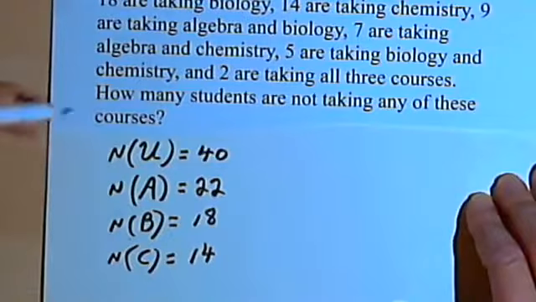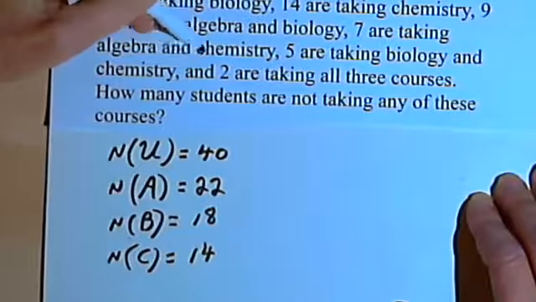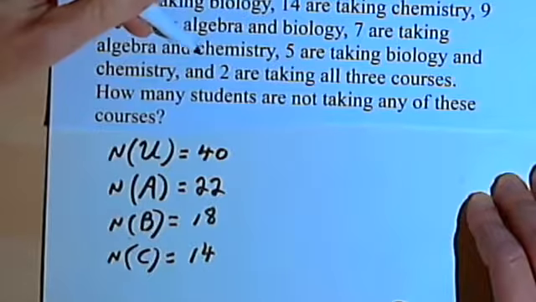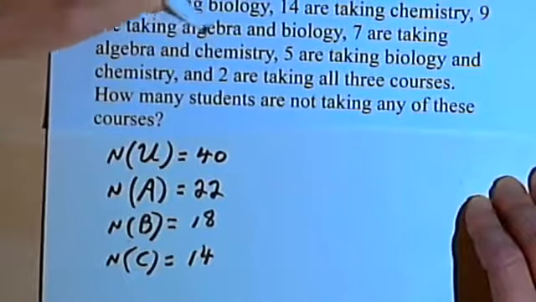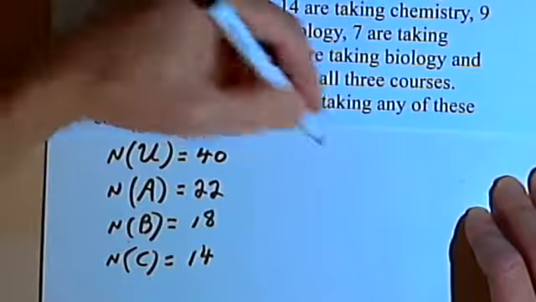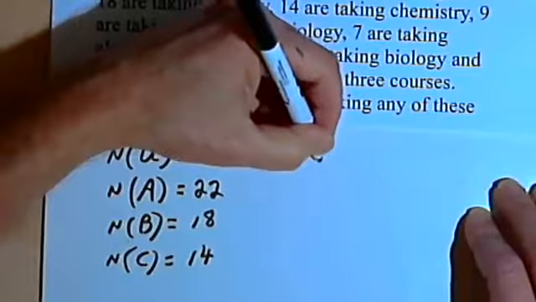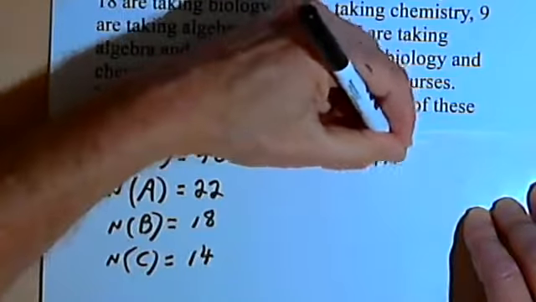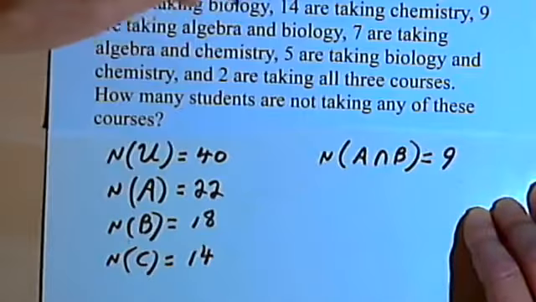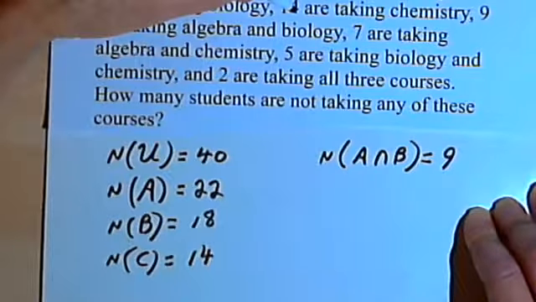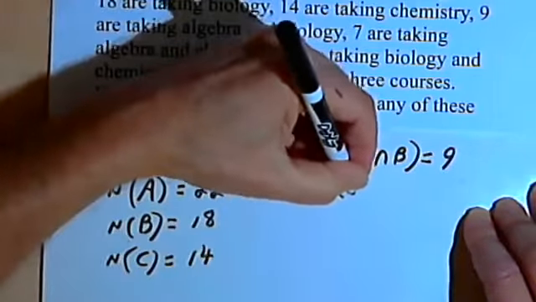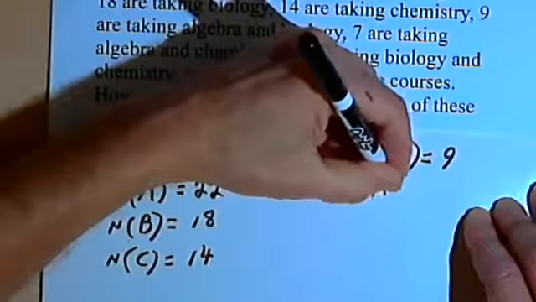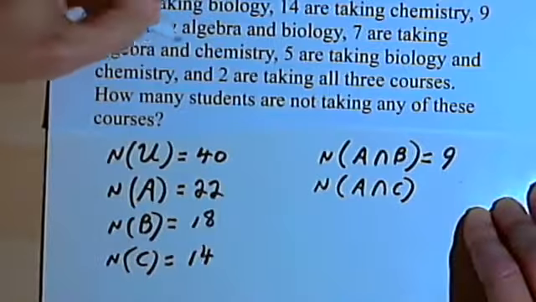Okay, now we've got some intersections. We've got 7 students taking algebra and chemistry, so that's the intersection of sets A and C. I'm sorry, I skipped one. 9 students are taking algebra and biology, so that's the intersection of sets A and B. So the size of A intersect B is 9. Then I've got 7 taking algebra and chemistry, so the size of the intersection of A and C is 7.